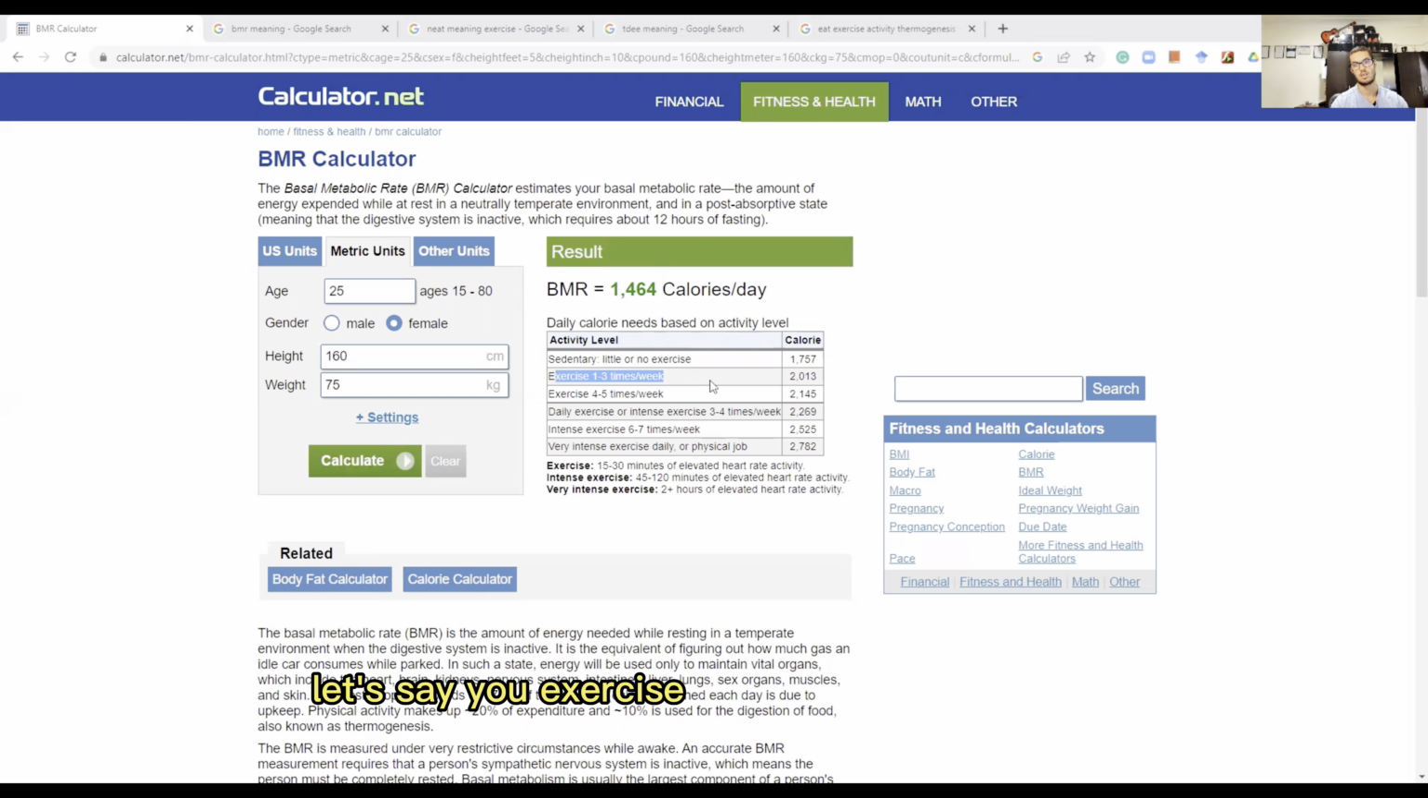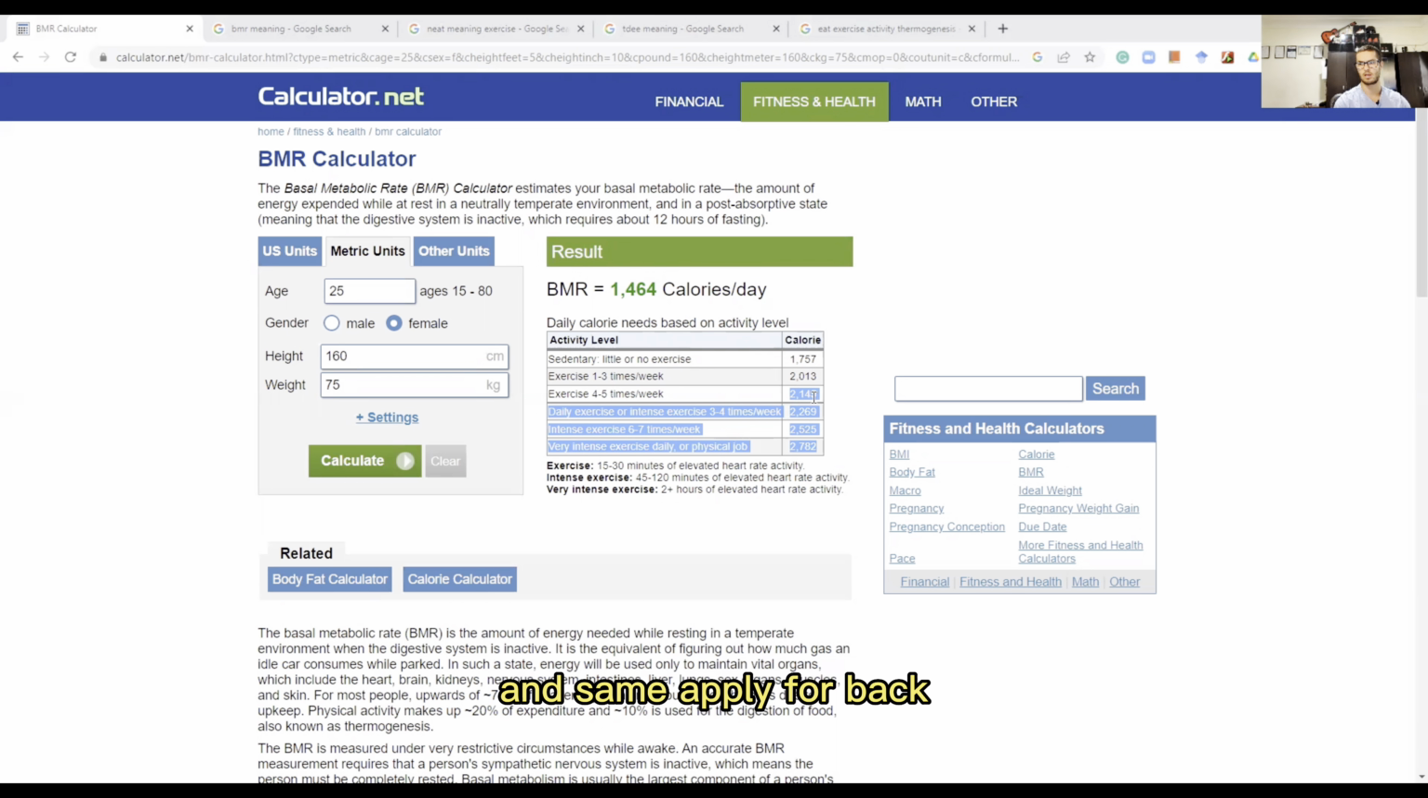So let's say you exercise 1 to 3 times per week. You know that you should be consuming about 2,000 calories to maintain. So if we cut 200 to 300 calories off that, that will give you about 1,700 to 1,800 calories per day. And that will be the base figure that you'll start with. And then as time goes on, you can drop down the calories that you are consuming.